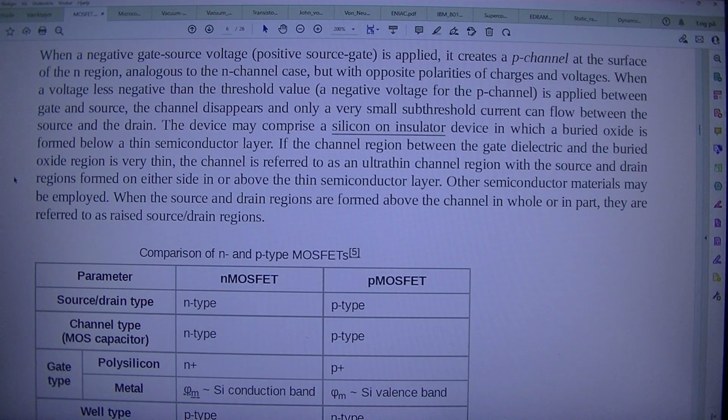The device may comprise a silicon-on-insulator device in which a buried oxide is formed below a thin semiconductor layer. If the channel region between the gate dielectric and the buried oxide region is very thin, the channel is referred to as an ultra-thin channel region, with the source and drain regions formed on either side in or above the thin semiconductor layer. Other semiconductor materials may be employed. When the source and drain regions are formed above the channel in whole or in part, they are referred to as raised source/drain regions.